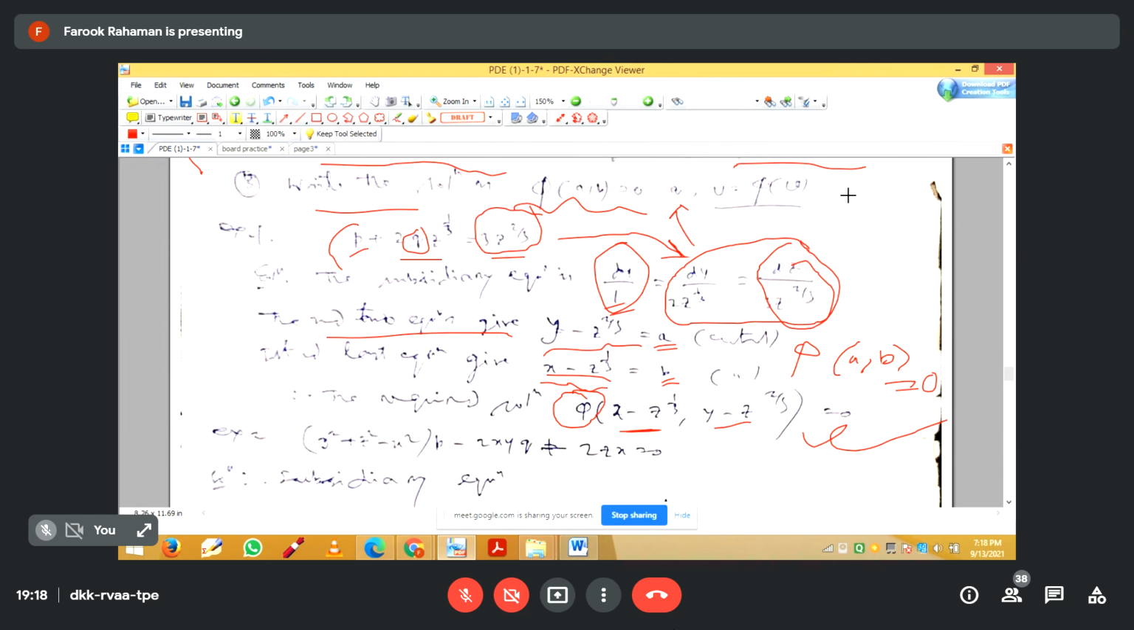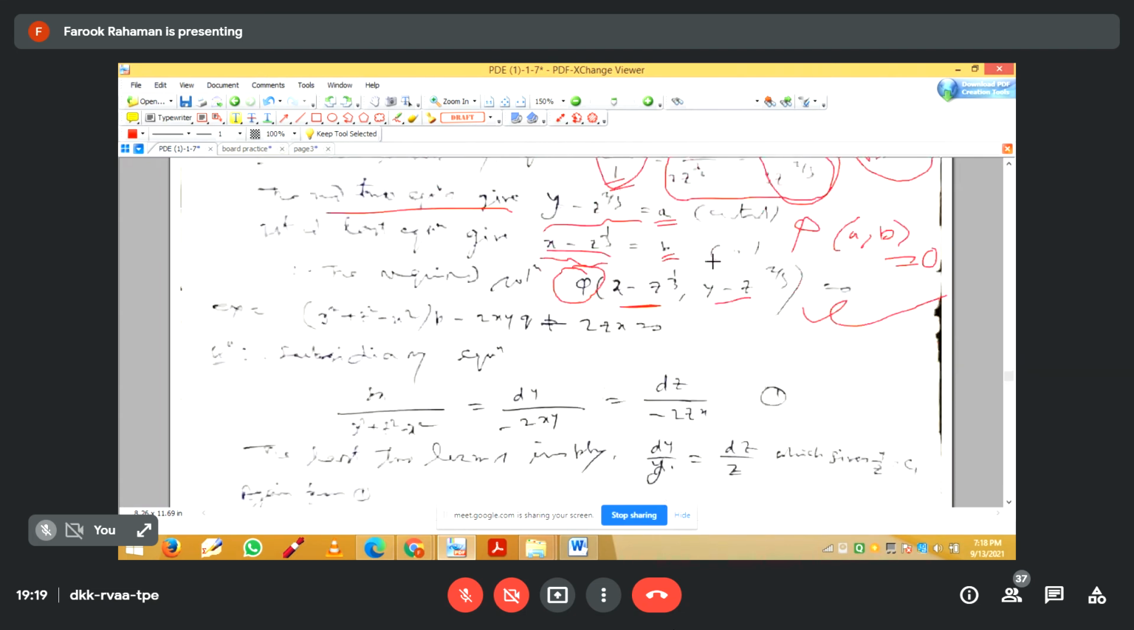But if you are interested, then you can follow the book by Rao, R-A-O, Rao. The name of the book is Partial Differential Equation. This book is available in the market. I think I have a soft copy. Well, I will search, and if I have it, then I will provide it to you. Clear? Okay, sir. Okay.